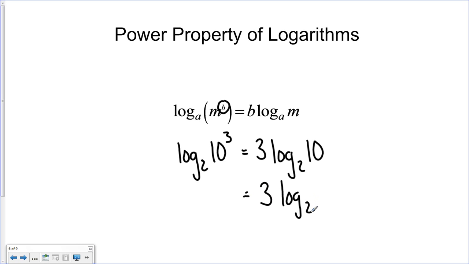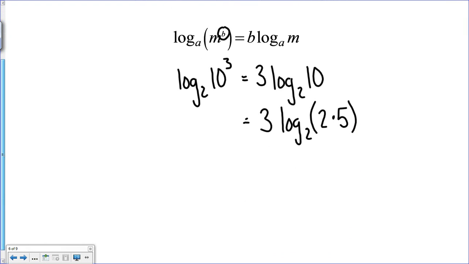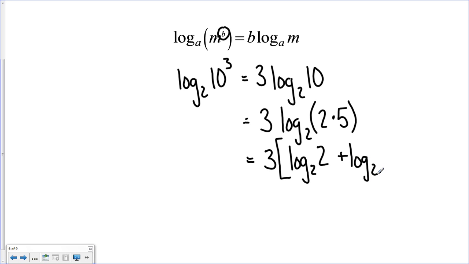Now I know that 10 can be broken up a lot of different ways, but one way I can break up this 10 is as 2 times 5. So I can write it as a product inside the logarithm, which means that I can break it up into two separate logarithms. Now the reason I show you this is I really want to drive home the idea that this 3 is going to multiply both of those logarithms. So I'll have the log base 2 of 2 plus the log base 2 of 5.